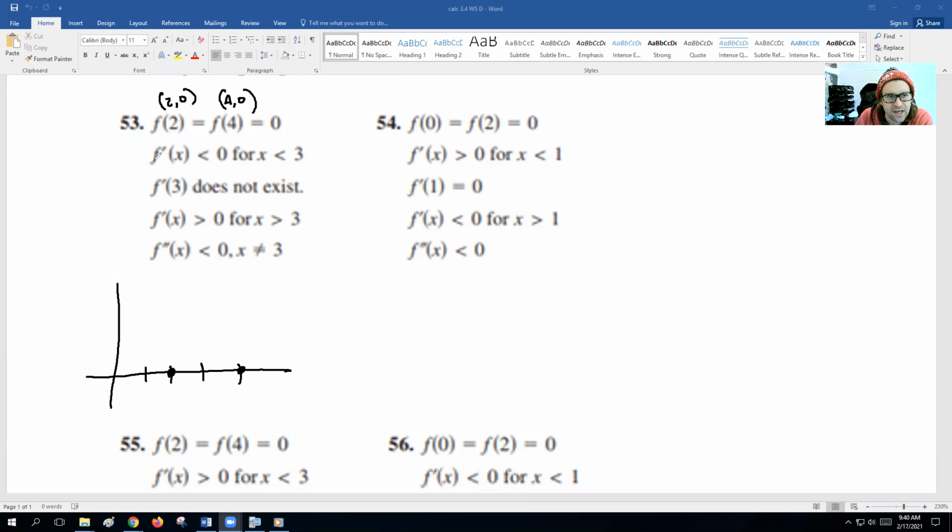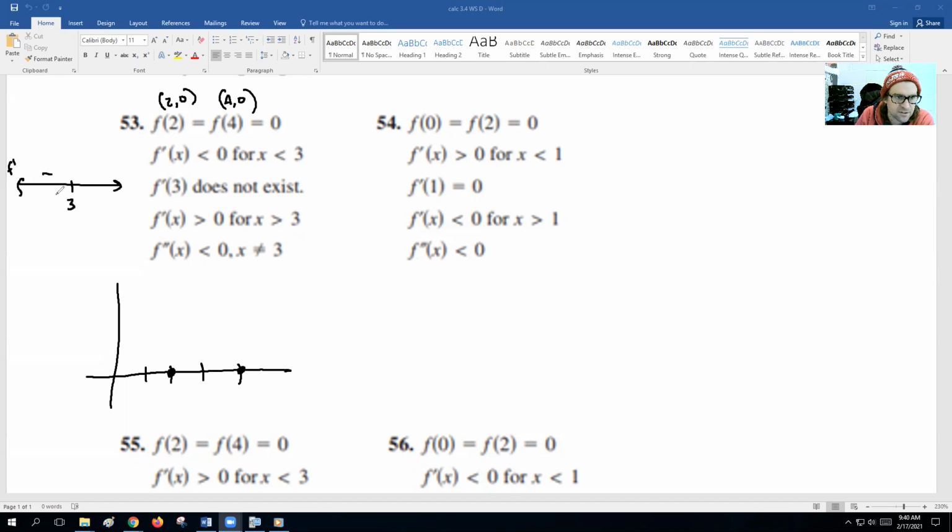All right, it says f prime of x is less than 0 for any x less than 3. Okay, so maybe we have kind of like a first derivative line here. So anything less than 0, any x less than 3. So 3 is a critical point.